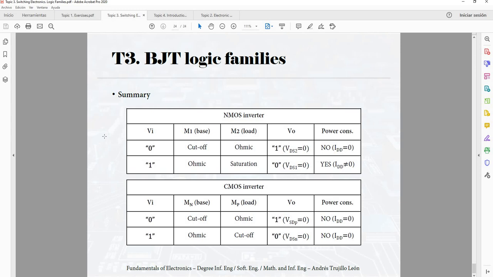We are going to remember how to design this logic gate using the NMOS technology and the CMOS technology. We can use the summary just to know in which region are going to be the transistors of the base and the transistor of the load part. Okay, it doesn't matter if we have several transistors instead of one. We can use the same condition of the table.